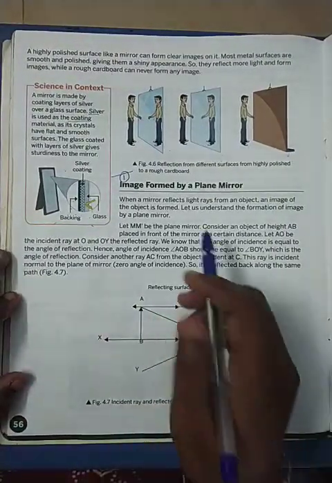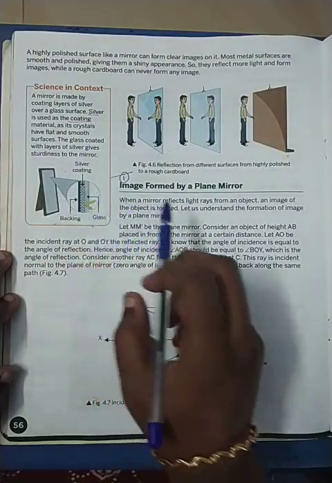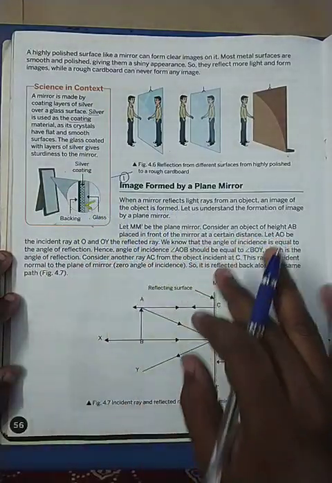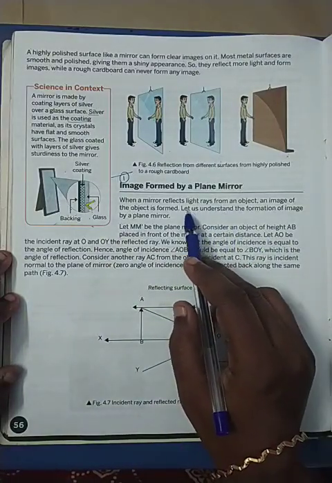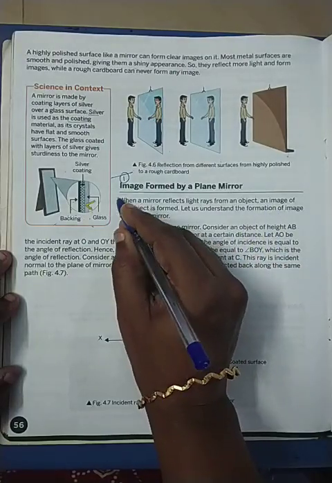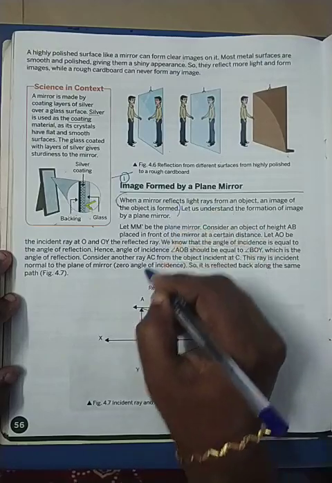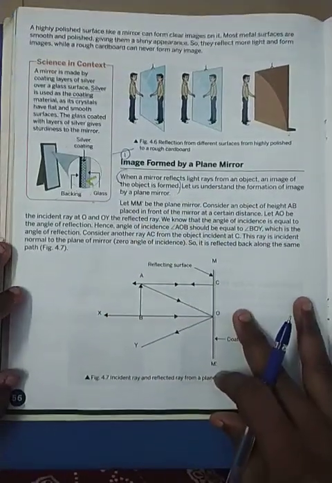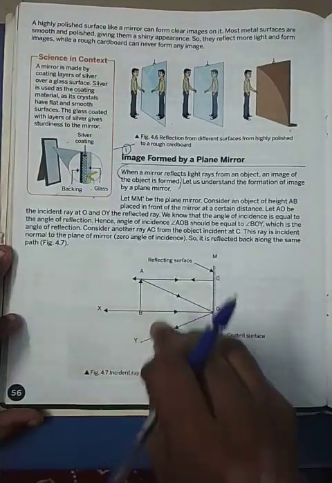We already know a mirror is nothing but a body which reflects. That means it is a polished body, so it will be reflecting the light rays, and the image can be formed. So when the mirror reflects the light, an image is formed. That is what I am going to describe, how we are going to see the image.